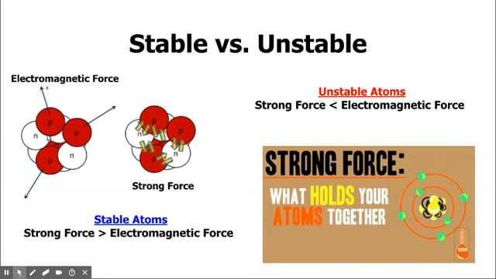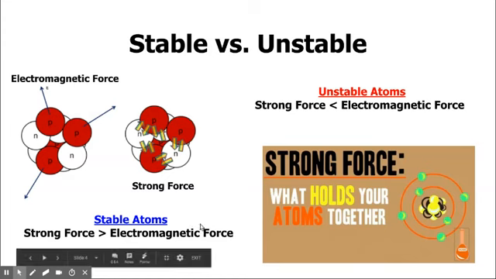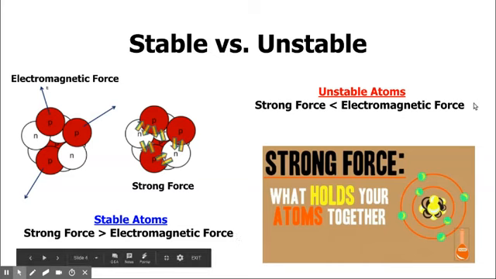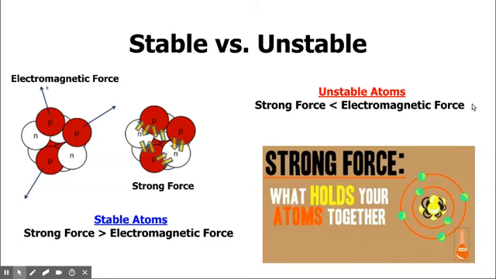So these protons are pushing on each other to repel. Therefore, the electromagnetic force is pushing away. Okay, so we mentioned that in stable atoms, the strong force is greater than the electromagnetic force. Okay, the nucleus is going to hold still. It's not going to do anything. However, when we get to these large nuclei, we have these unstable atoms.